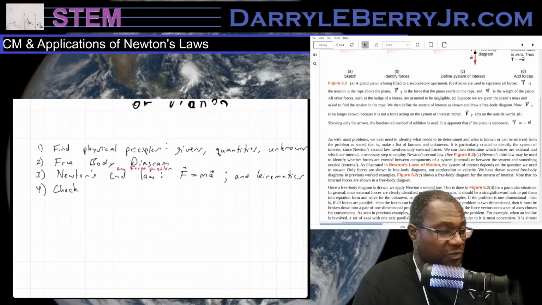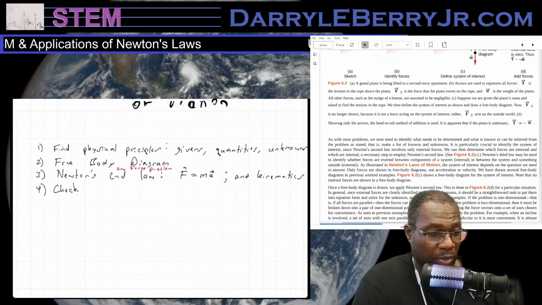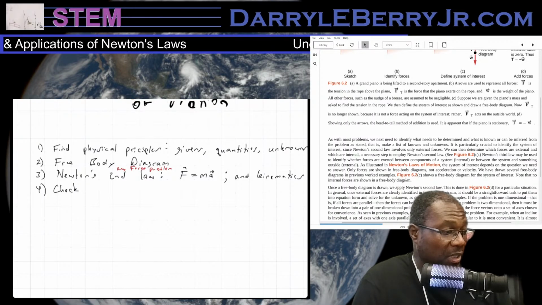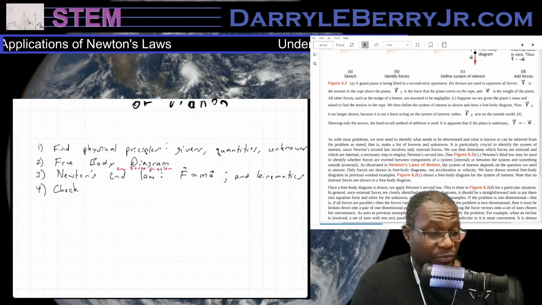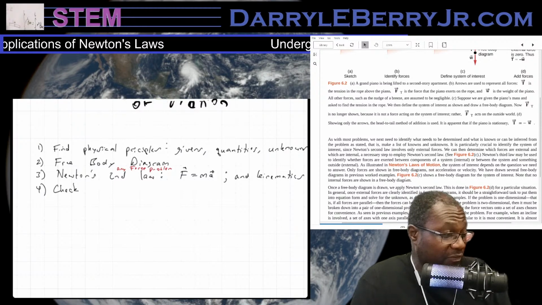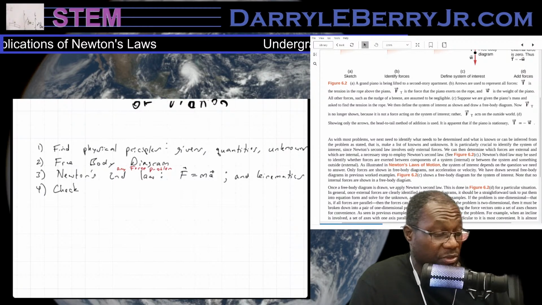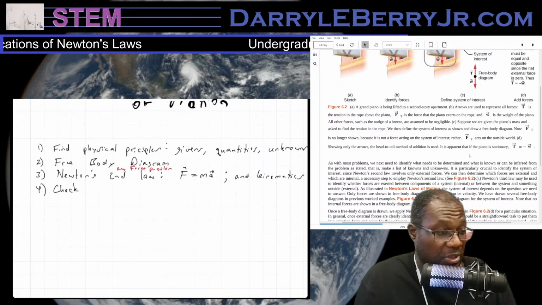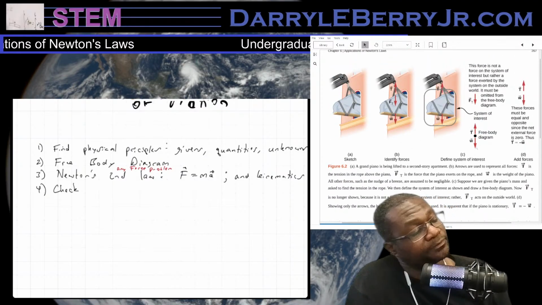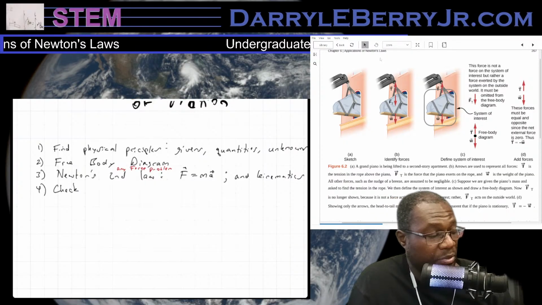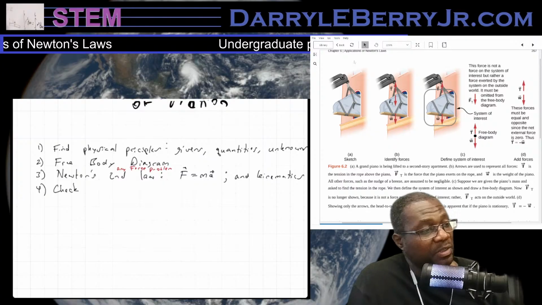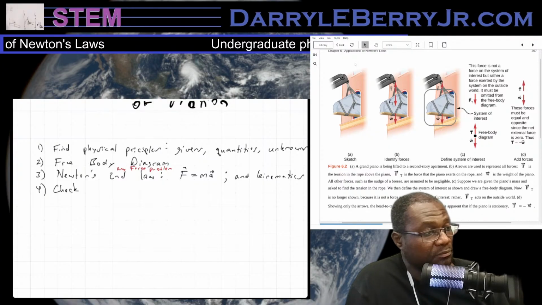As illustrated in Newton's laws of motion, the system of interest depends on the question we need to answer. Only forces are shown in free body diagrams, not accelerations or velocity. We have drawn several free body diagrams in previous worked examples. Figure 6.2c shows a free body diagram for the system of interest. Note that no internal forces are shown in a free body diagram. And I guess the internal forces would be the crane pulling up the piano and the piano pulling down the crane.